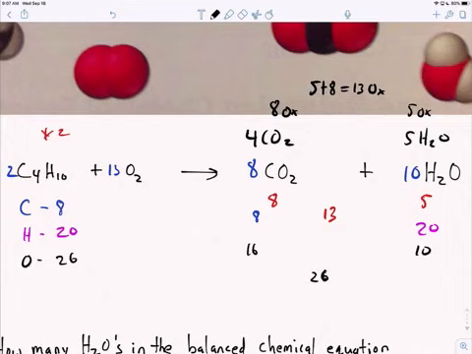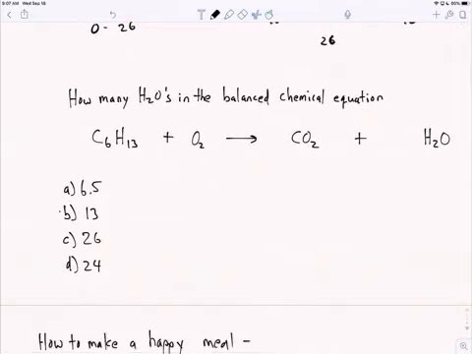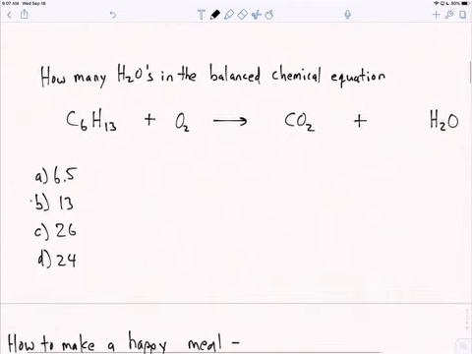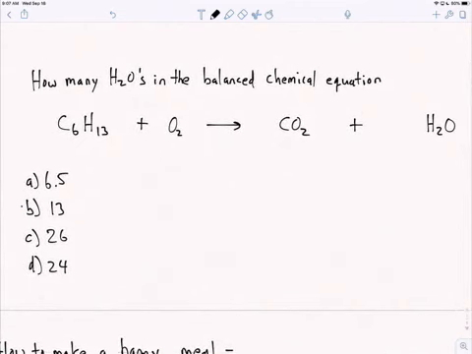Other questions? All right, let's see if you can solve this one. How many waters are in this balanced chemical equation? I've highlighted the H2O in yellow. After you balance this chemical equation, I want to know that coefficient. How many waters are in that balanced chemical equation?